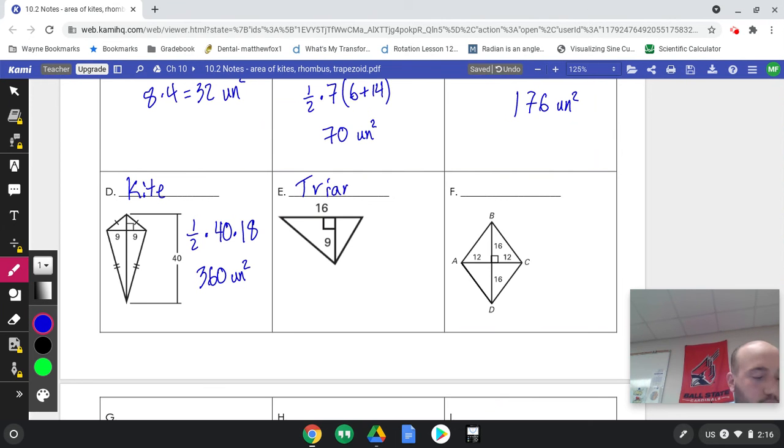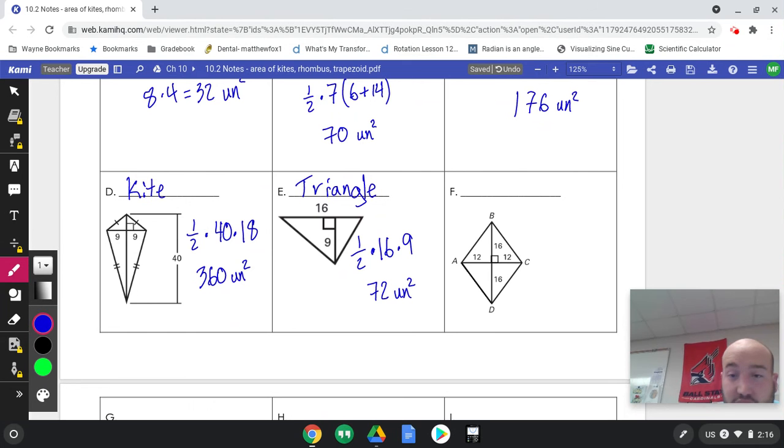Okay, here we have a triangle. Half times base times height. We learned this one yesterday. Half of 16 is 8. 8 times 9, 72 units squared.